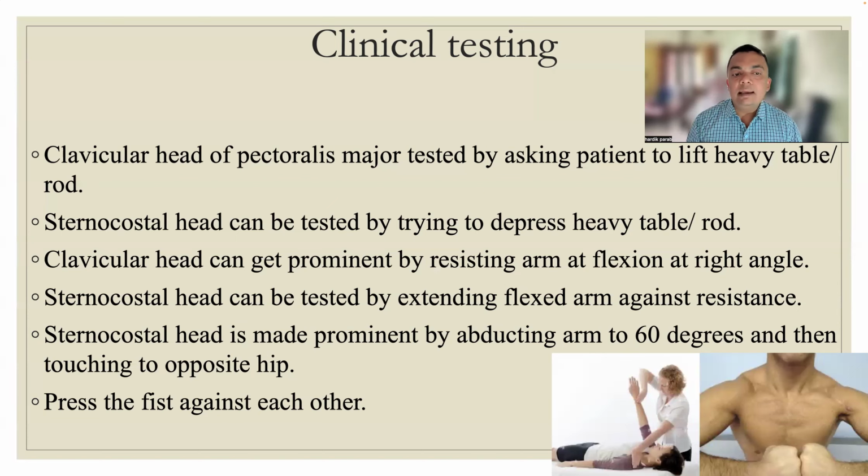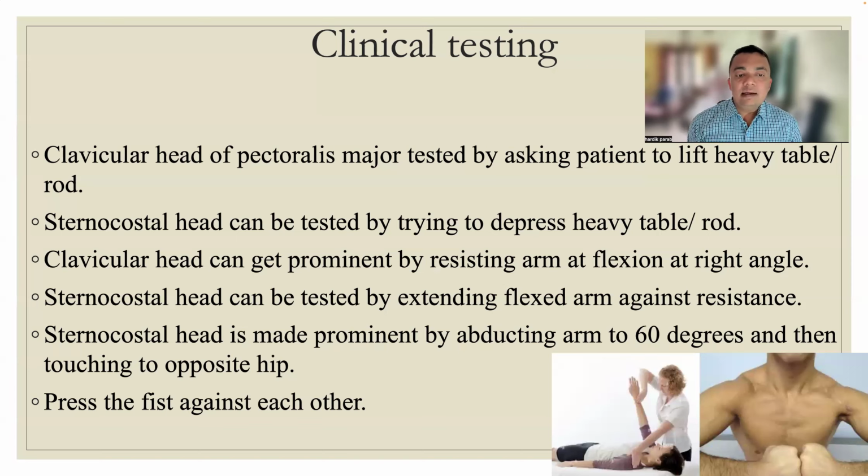Second, the clavicular head can get prominent by resisting the arm flexion at right angle. So you keep the shoulder at 90 degrees and then you resist the further movement. At that time, your clavicular fiber of the pectoralis major will get prominent. वो आपका वहाँ पे prominency दिखाई देगा. तो वहां से भी आप उसको पता कर सकते हो कि whether it is working or not.